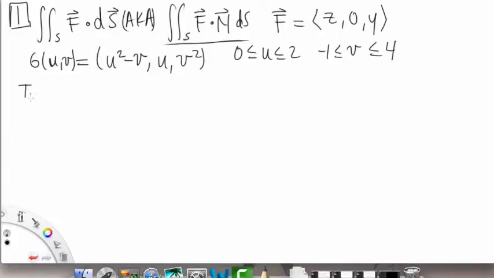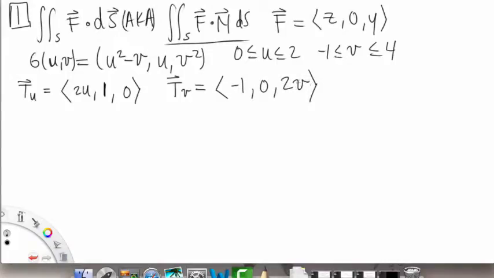All right, so let's start by finding the tangent vectors. So t sub u is equal to the partial derivatives of each component with respect to u. So in the first one, that would be 2u. In the second one, that would be 1. And the third component is 0. Okay? And then our tangent vector with respect to v is going to be the same thing, except now with respect to v. So that would be negative 1, 0, and 2v. Okay? So these are our tangent vectors.